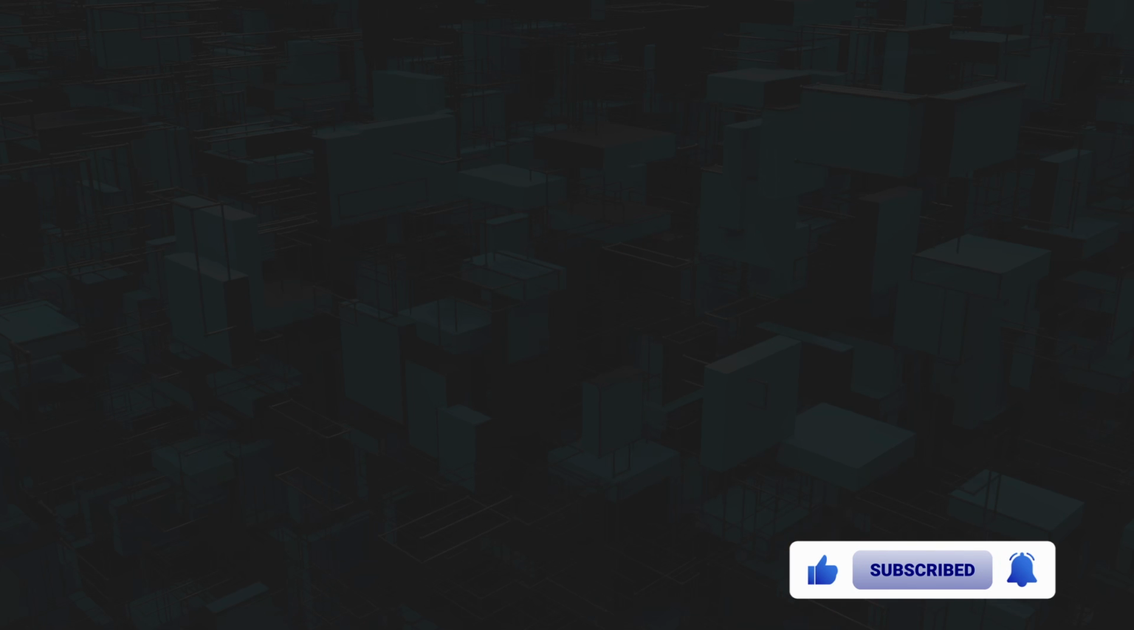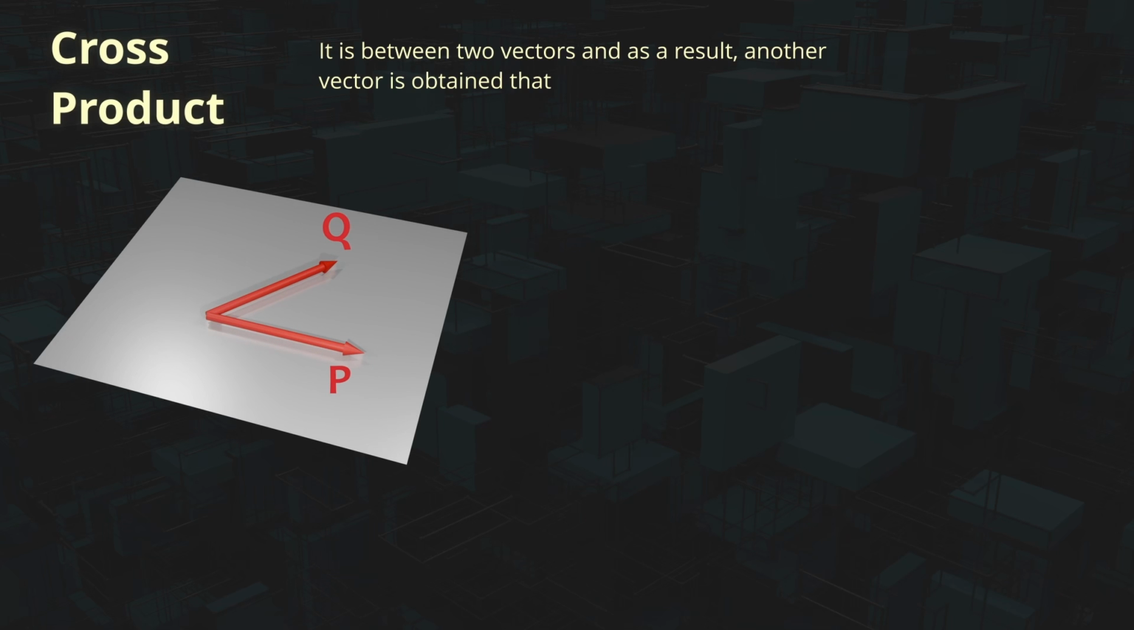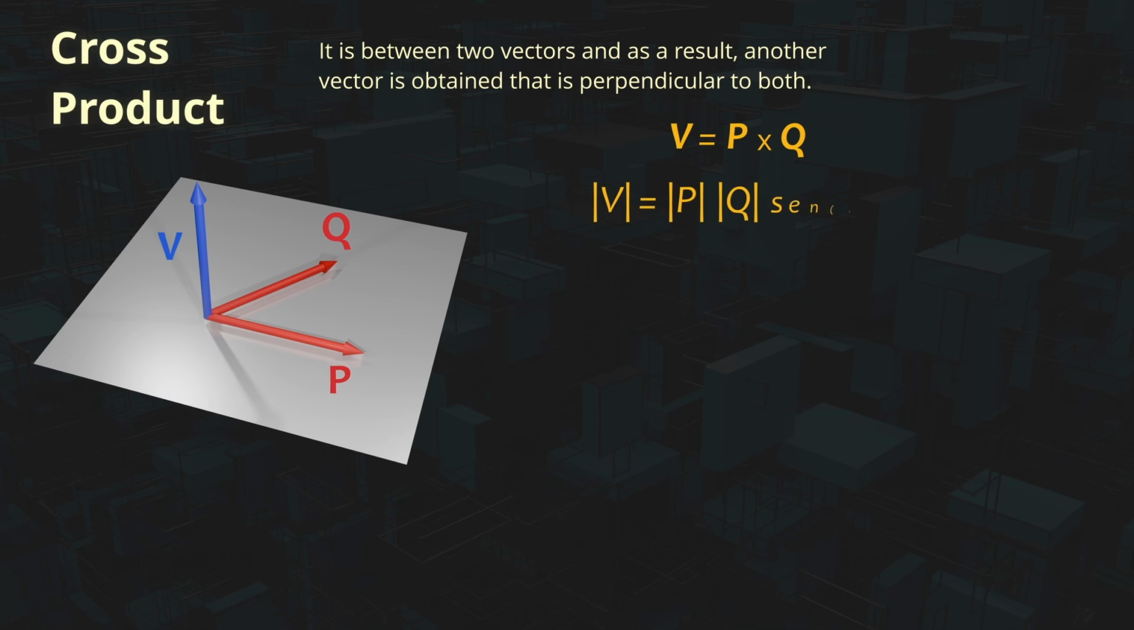The vector product or cross product is a mathematical operation applied to two vectors in three-dimensional space. The result of the vector product is another vector perpendicular to the original two vectors. It is represented by the cross symbol and is calculated using the following formula. The magnitude of vector V equals the product of the magnitudes of the two original vectors multiplied by the sine of the angle between them.